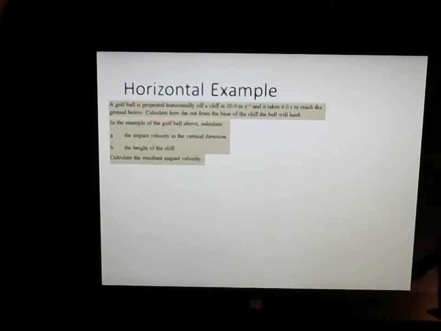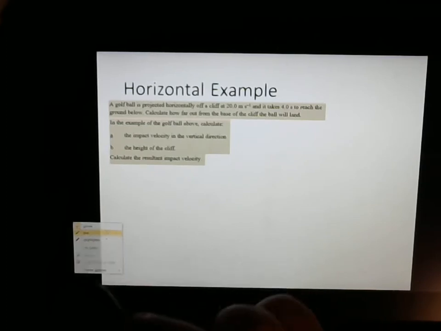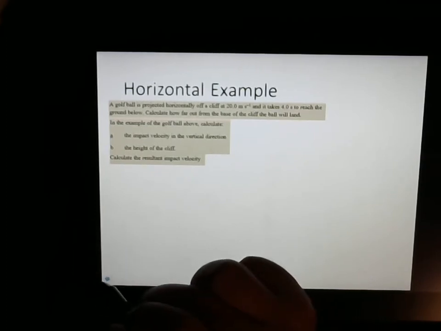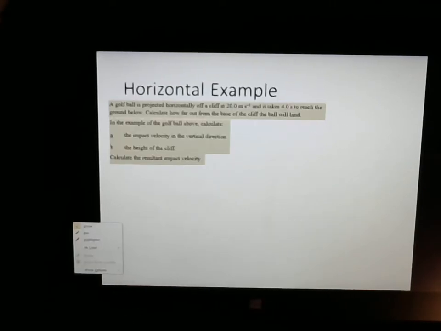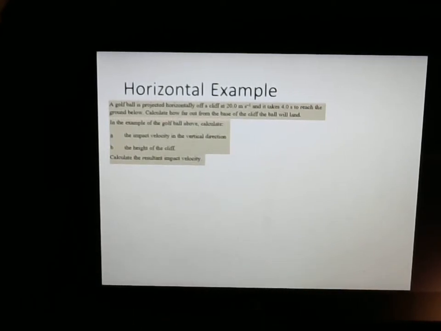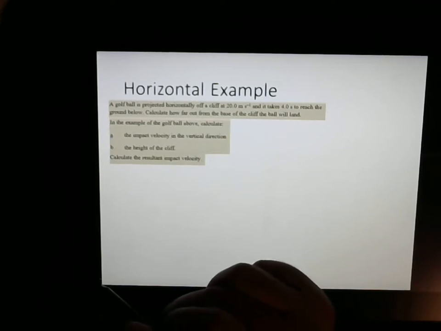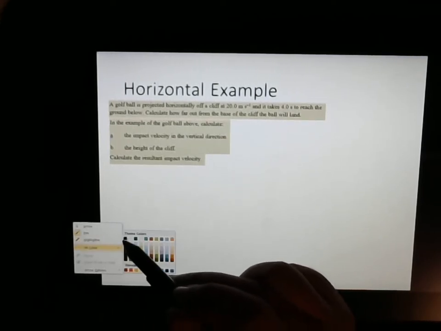So let's have a look at our first example. I've put together examples 1.2 A to C here. This is a multi-step problem where they've actually asked us each of the steps. So let's have a read here. A golf ball is projected horizontally.